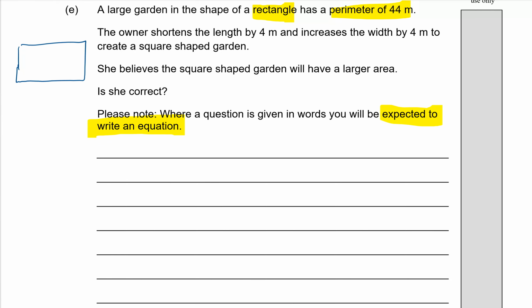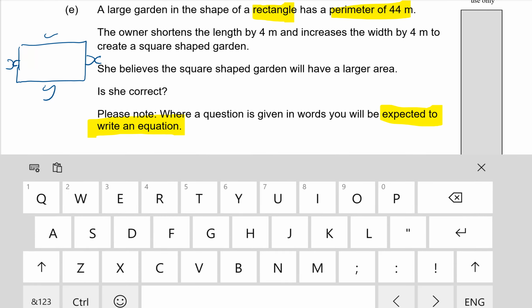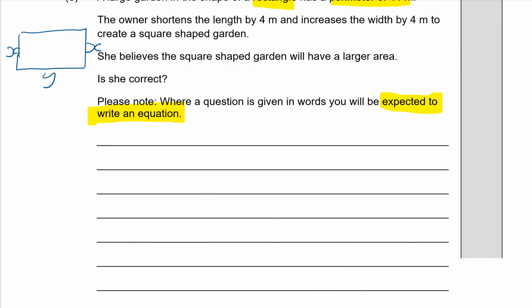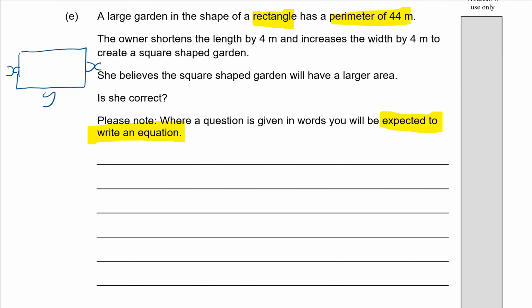A rectangle, the length and width, are normally a different size, so we might want to give them a different variable. We'll call this x here and y there. So we'll have the width as x and the length as y. So the perimeter of the shape will be x plus y plus x plus y. In other words, 2x plus 2y equals 44. So we've written our first equation.